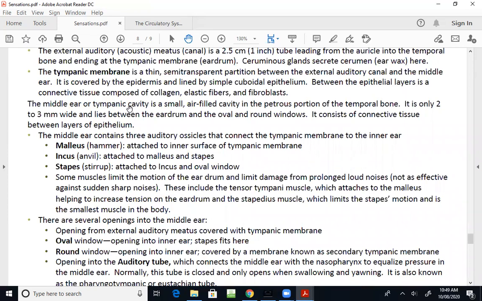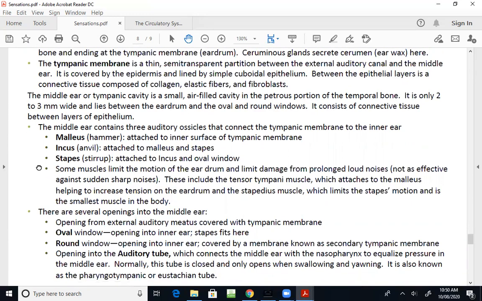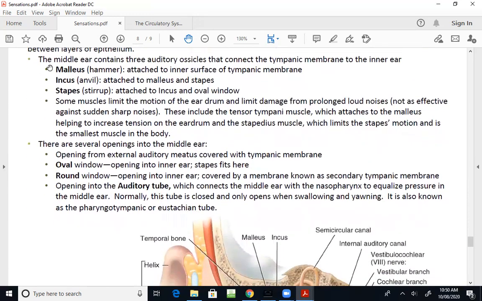Fancy term for your middle ear is the tympanic cavity, a small air-filled cavity in the petrous portion of our temporal bone, only 2 to 3 millimeters wide, lying between the eardrum and the oval and round windows, consisting of connective tissue layers of epithelium. Okay, the 3 auditory ossicles, once again, are the malleus or hammer, attached to the inner surface of the tympanic membrane, the incus, also known as anvil, attached to the malleus and stapes. Stapes or stirrup attached to the incus and the oval window.